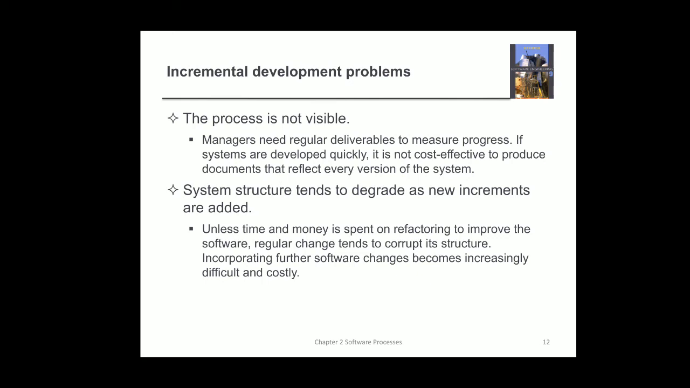The next thing is that system structure tends to degrade as new increments are added. Once software is being produced and the customer comes up with a requirement, we'll have an initial version of the software. Whatever version we have will lose its structure because of the changing requirements from the customer, unless time and money is spent on refactoring, that is, a process to improve the structure of the software. Regular change tends to corrupt its structure. Incorporating further software changes becomes increasingly difficult and costly.